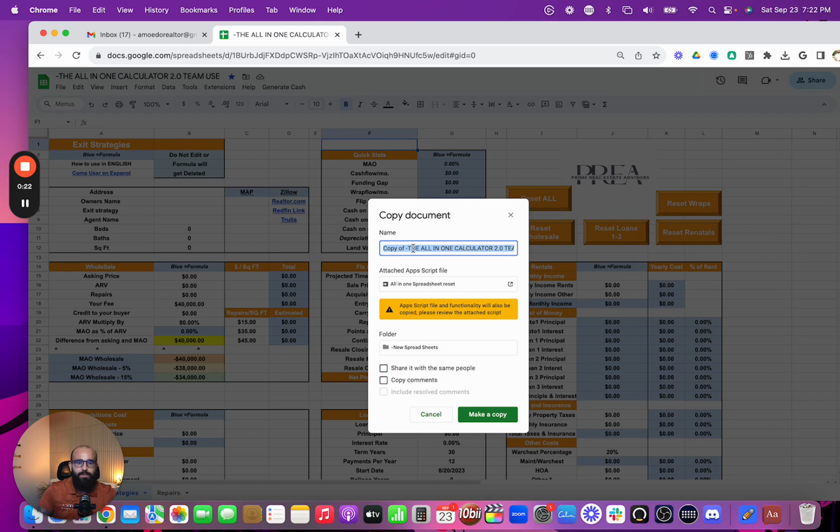You're going to name this whatever you want within your computer. Here at our office, we name it the all-in-one calculator 2.0 team use. That's how the team knows that this is the one that they are using. So we're going to go ahead and click on make a copy.